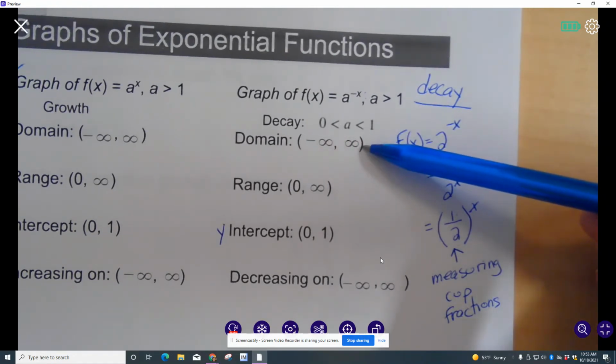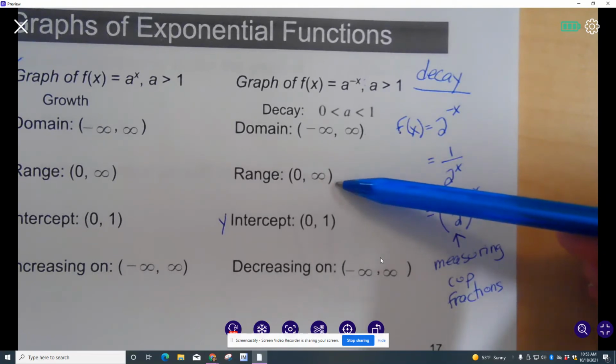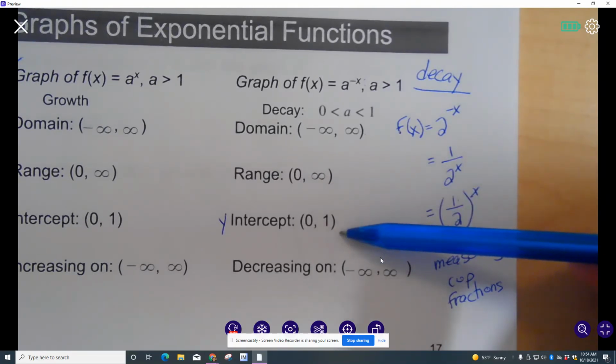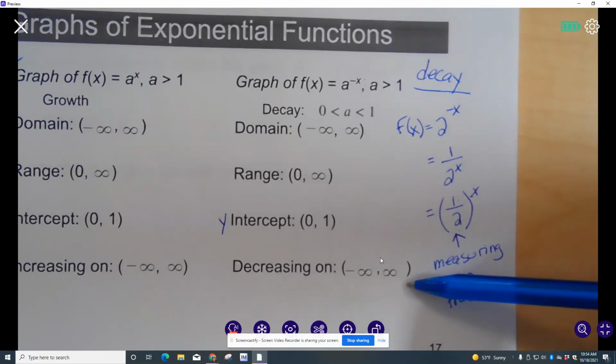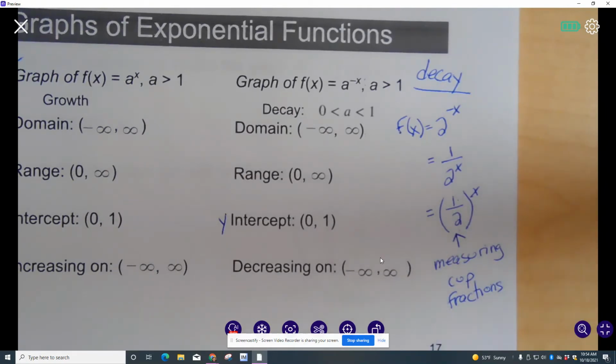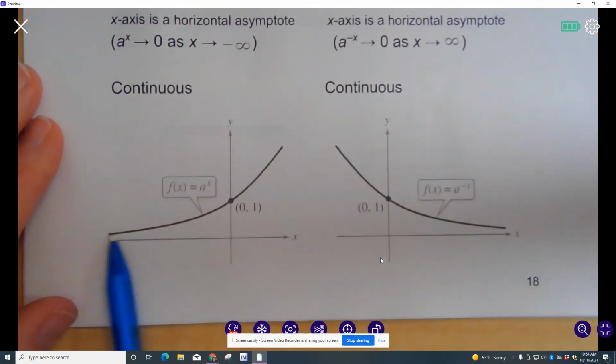Domain, again, is still going to be all real numbers. Range is going to be from 0 up. Y-intercept is going to be 0, 1. But this one is always decreasing. This is decay. So these are what the graphs look like. This is growth.